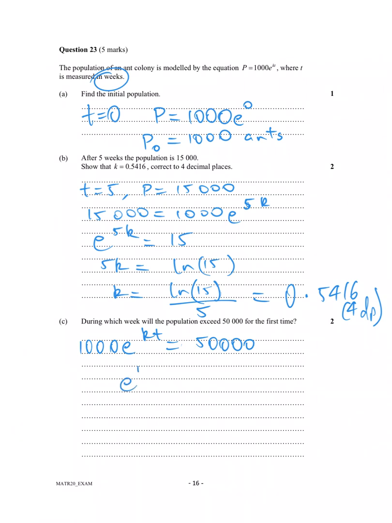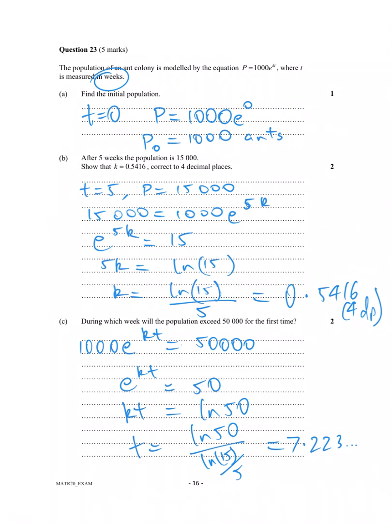So I'm going to divide by 1,000. I've got e to the kt equals 50. Population's 50 times larger. I've left it as k as well, even though I know what k is. Take the log of both sides and I get kt equals log of 50. So t is going to be equal to the log of 50 over k. My actual value for that, I'd encourage you not to use 0.5416, even though you could use it because it was in the previous part of the question. Doing that and putting it in my calculator, I find that I get 7.223 weeks.